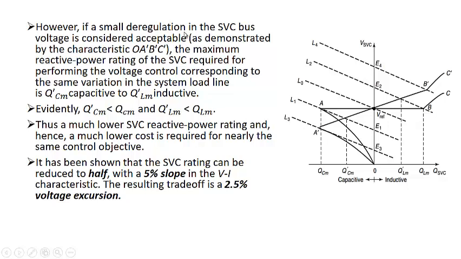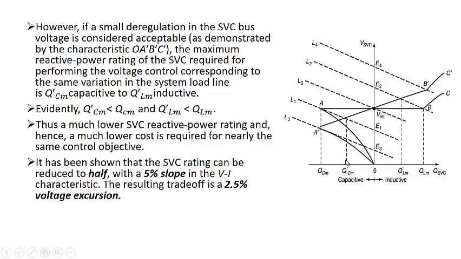However, if a small deregulation in SVC bus voltage is considered, that is, if we accept some slope in there, if we allow some voltage change from A dash to B dash, as demonstrated by the characteristics O A dash B dash C dash, that is this curve, the maximum reactive power rating of the SVC required for performing the voltage control corresponding to the same variation of the system load line will be Q dash CM capacitive to Q dash LM inductive. That means for this system, it will operate at this point.